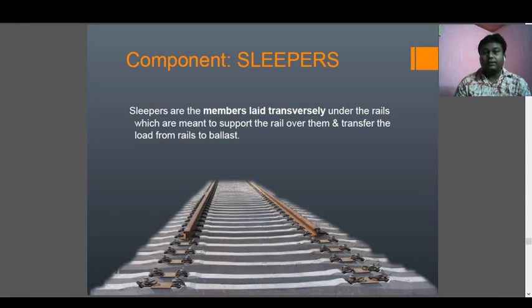So these are the concepts. Let me repeat once: the load that comes on the rails should be transferred to the ballast by means of the sleeper. Now the load that comes on the sleeper should be transferred to your subgrade layer, meaning the soil layer. So what is the medium? The medium is your ballast, or the stone chips.